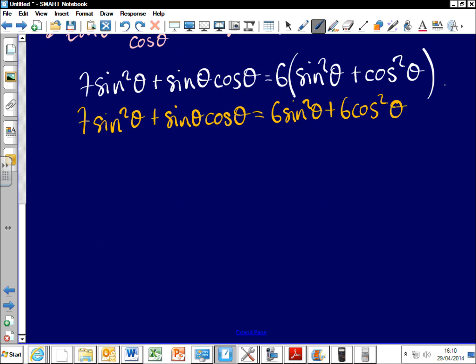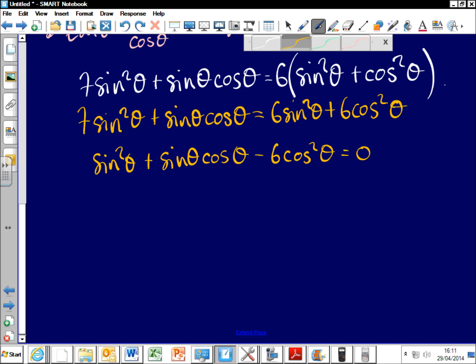So you can always do that. Now all I have to do is rearrange. So I'm going to bring the sine squared over here. So that leaves me with 1 sine squared theta plus sine theta cos theta. And I'm going to bring that 6 cos over there. Okay, and now the last step is, just stay with me for a second. The last step is what Callum said at the start. Now if you divide it by cos squared, it should work.